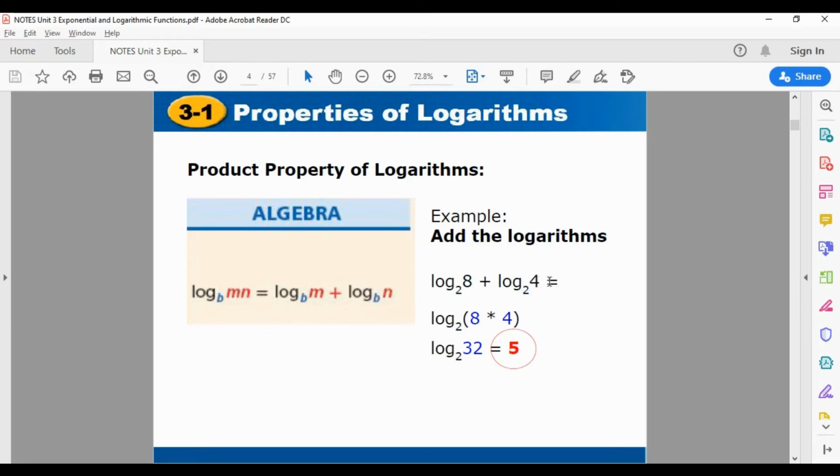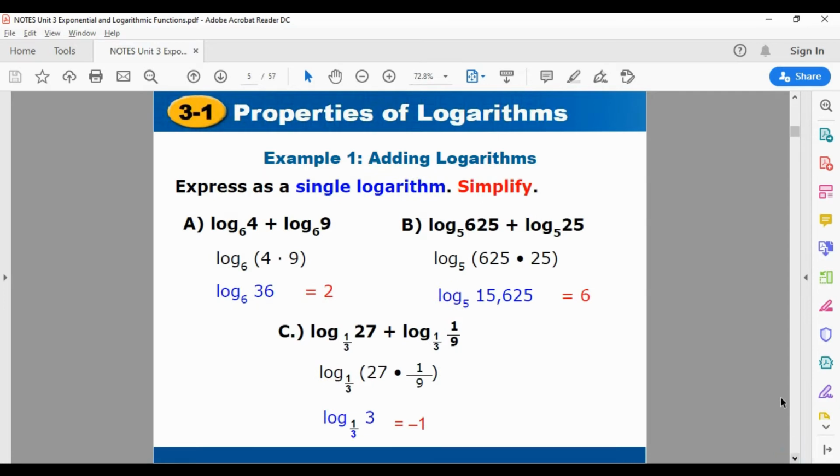So we condense this into a single logarithm, log base 2. The bases have stayed the same the entire time. And then this is going to be 8 times 4, which is 32, and log base 2 of 32 is going to be 5, because 2 to the 5th power is 32. So we have three examples here.